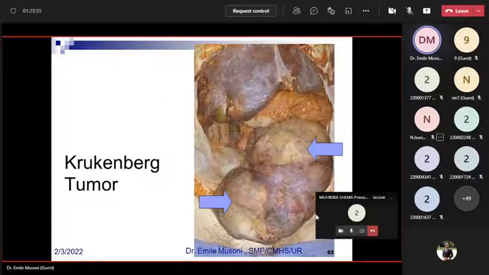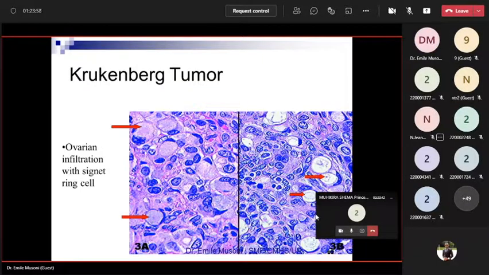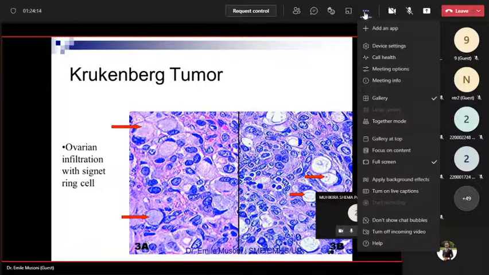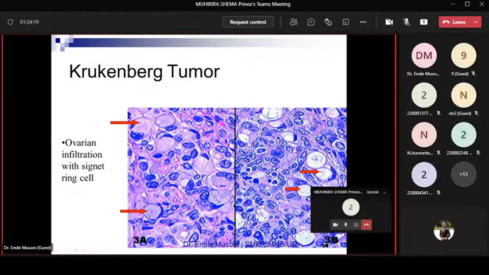This is an image of the Krukenberg tumor. You see the ovarian infiltration of those signet ring cells. The primary tumor was in the stomach, and now it is in both ovaries.